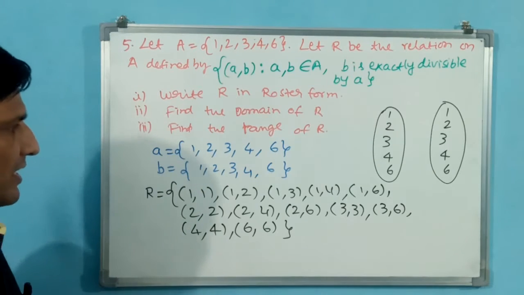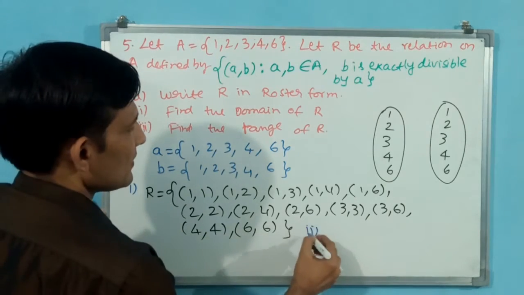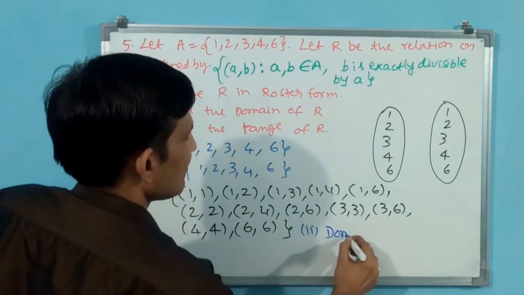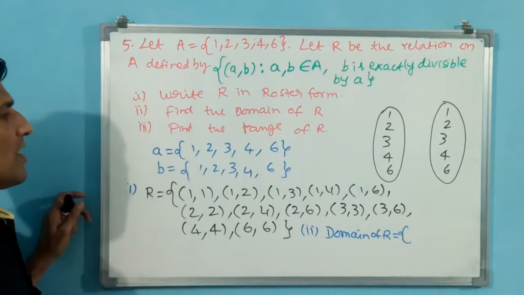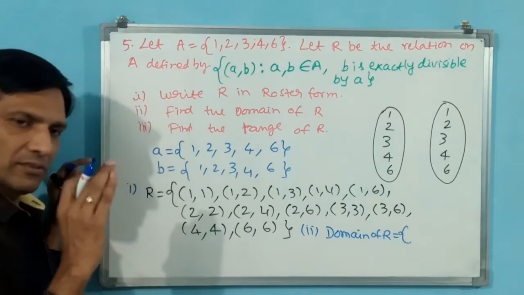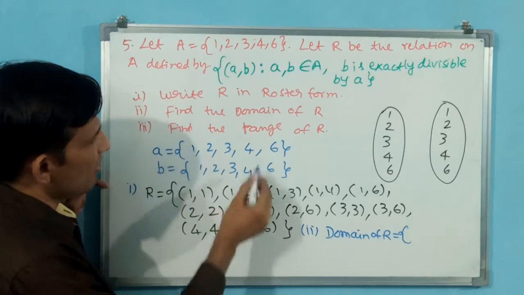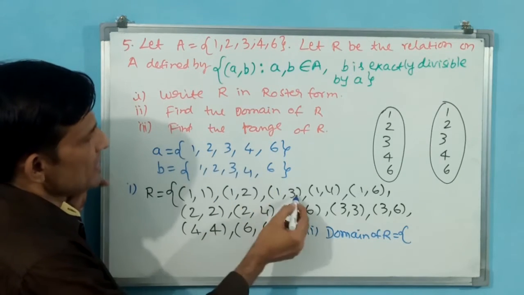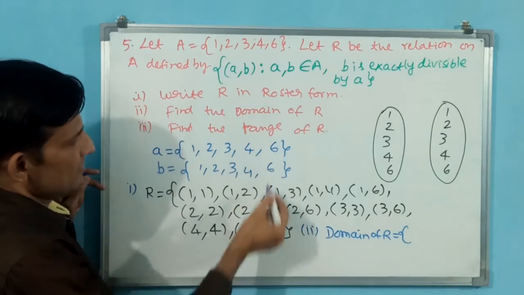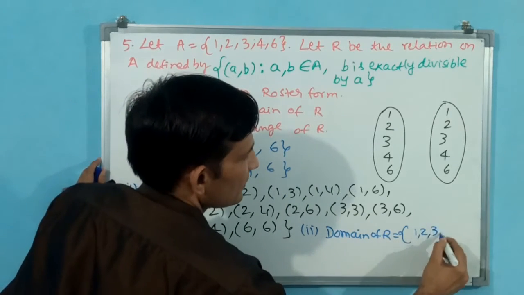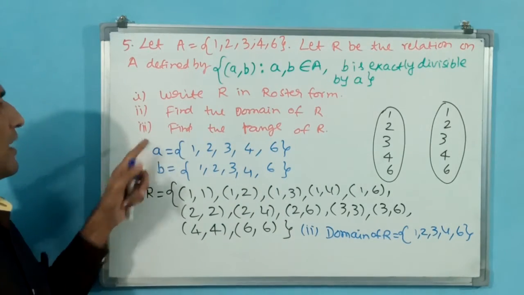Okay? Not required. Now what I am going to do, I am going to write, this is 1. I am going to write 2: Domain of R. Okay? See, domain of R means any element, if it is having a relation with an element in B, then that comes under the domain. You see here all are having: 1 is having, 2 is having, 3 is having, 4 is having, 6 is having. That means 1, 2, 3, 4, 6. All will come.